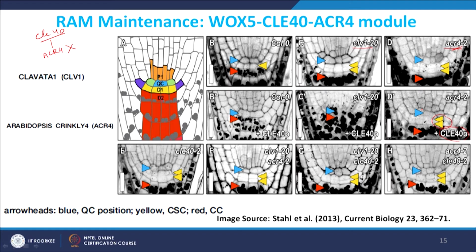Then if you look again, these are the double mutant phenotypes. So this is CLE40 alone, there are 2 layers. When you combine clavata 1 and ACR4, there are 2 layers, clavata 1 and CLE40, 2 layers, ACR4 and CLE40, 2 layers. So all are having a similar phenotype, which suggests that all of these might be working through the same genetic pathway.